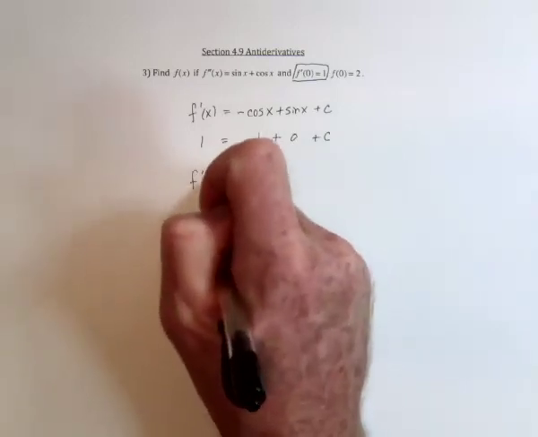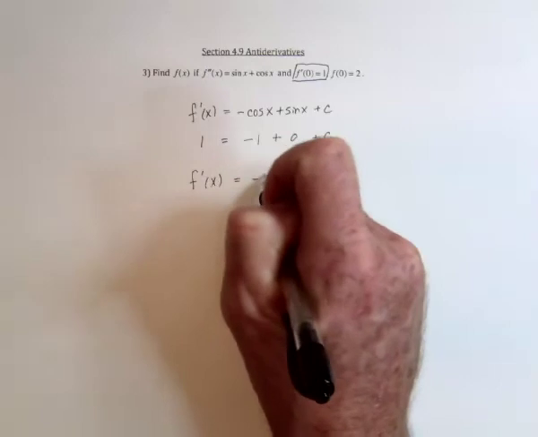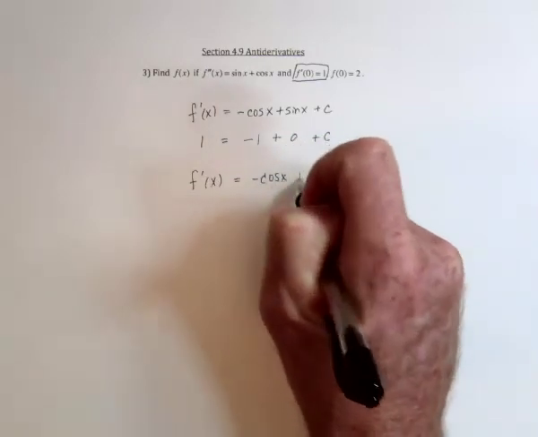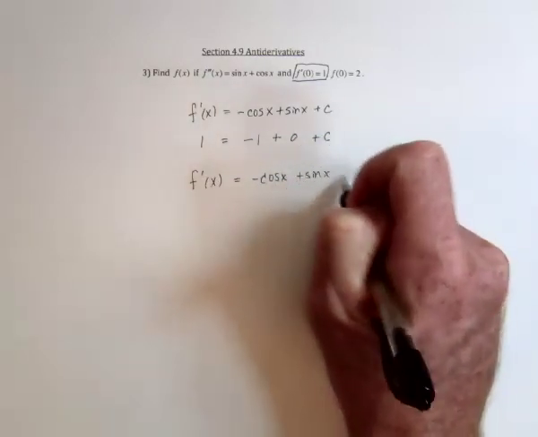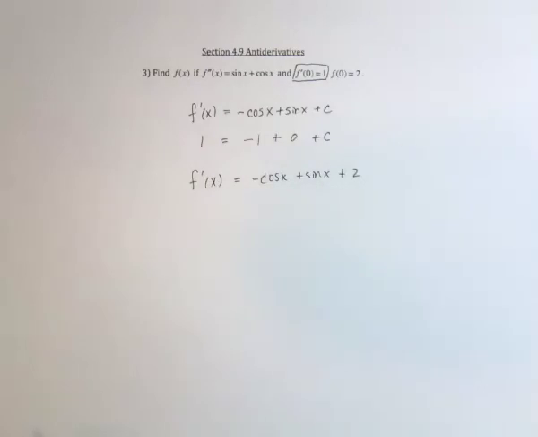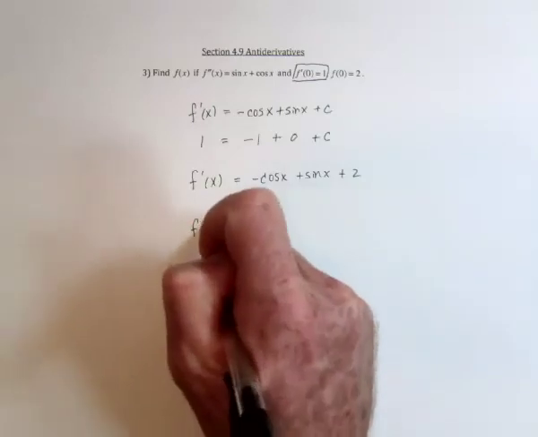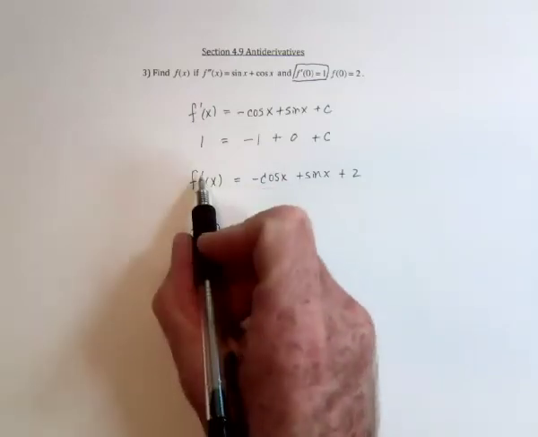So we've got the first derivative is equal to negative cosine of x plus sine of x plus a 2. And there we're already halfway done. Now find the antiderivative again, and that's going to get rid of this last prime right here.